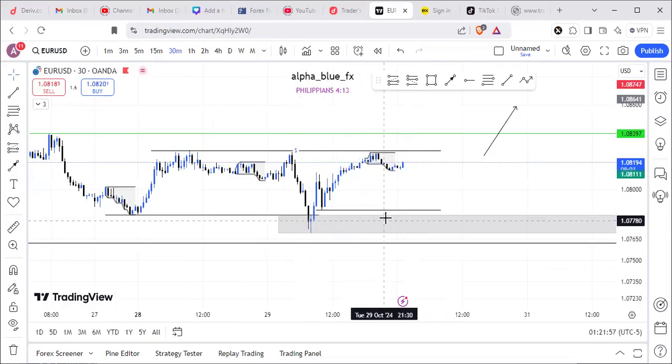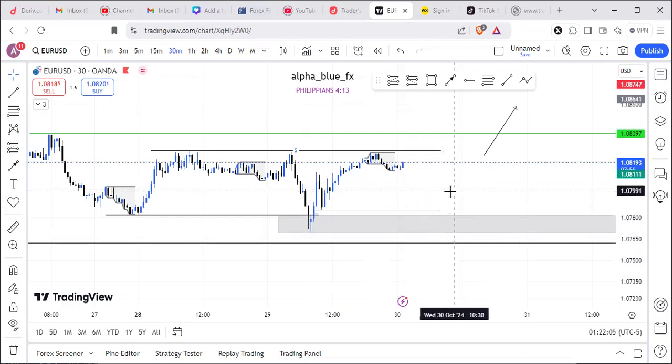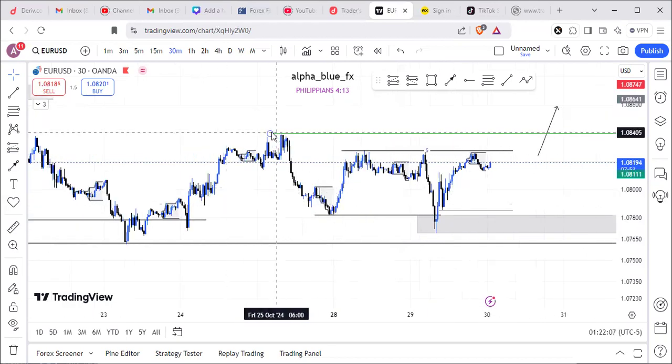So what I'm looking out for is just to see Euro USD come down, take out any of these wicks, and give us any pattern or any confirmation that it wants to continue bullish, and we buy it and target this high right here.